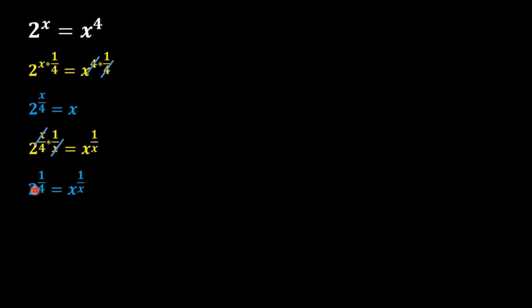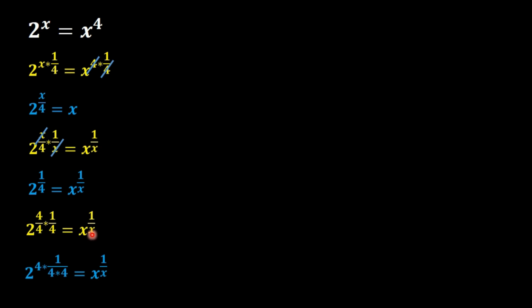Now our next step is we should make this base value and power value the same, or we should make the power value the same as the base value. For this purpose, we should multiply and divide the power by the value of 4. As a result, we should get 2 to power 4 over 4 into 1 over 4, and the other side of the equation, x to power 1 over x, will remain the same.